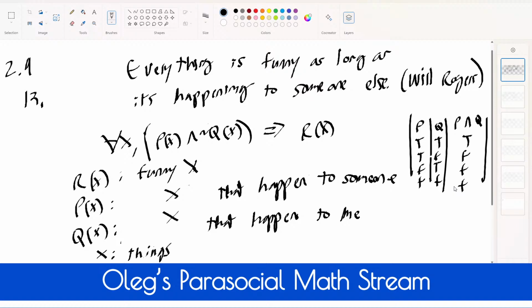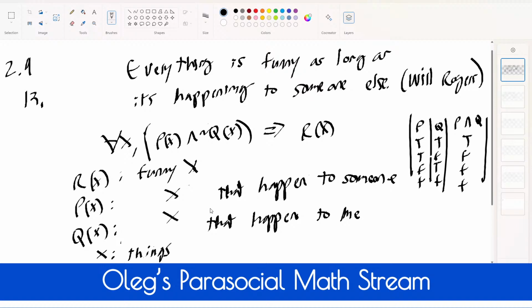We say not. So in this case, we're negating the Q right there. We take the Q of x that happened to me, and we say not happened to me, and that implies R of x. R of x is funny things. So yeah, that's the corrected version of it. There you have it.